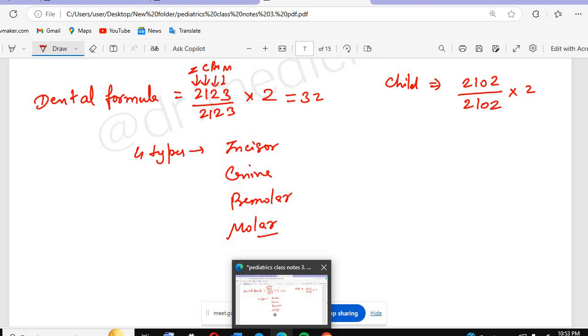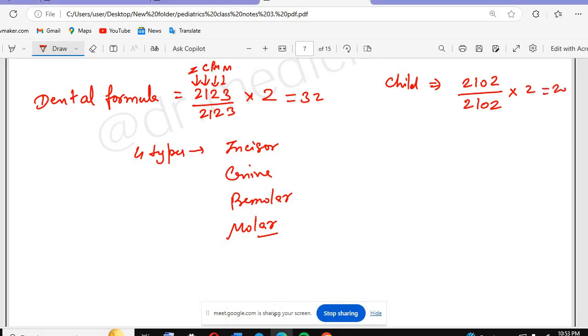So 2, 1, 2, 3 means the same as what we would have in children: 2, 1, 0, 2 and 2, 1, 0, 2. So it becomes around 20. So 20 teeth will be seen in children.